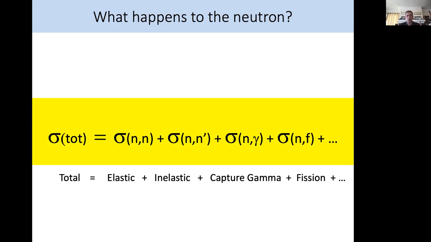We talked about total cross-section. You can say, well, what happened? Okay, so something happened. It scattered or it was captured. So you can actually then take and dissect the cross-section into what are called partial cross-sections. There's elastic scattering, neutron in, neutron out, and leaving the thing in the ground state. I can have an inelastic scattering.